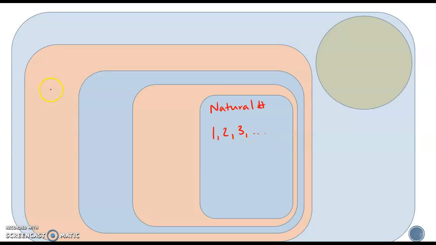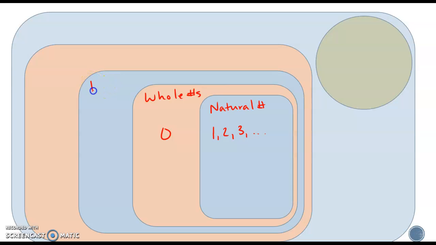All right, from natural numbers, then comes our whole numbers. And so that's our natural numbers with the number 0. That's the only thing that gets added when we start talking about whole numbers, is that number 0.